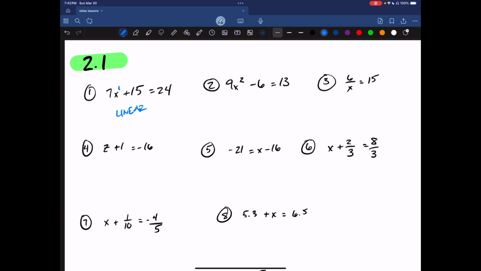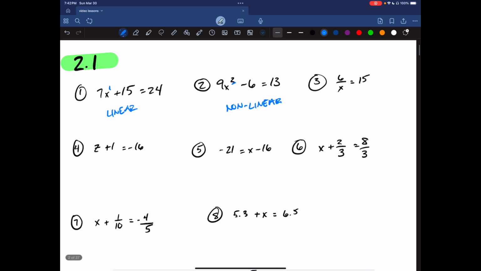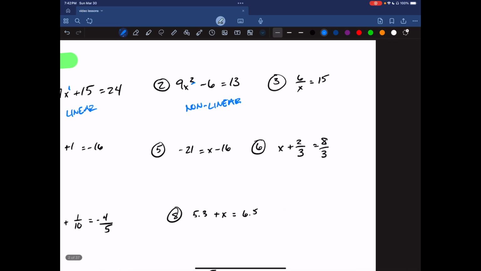On number two, I only have one variable, it's x. It is 2, which is greater than 1. So this is not linear, it's non-linear. Number three, you're not solving anything. Once again, you're trying to figure out, is this linear or is it not linear? Two was more obvious because it was x squared.